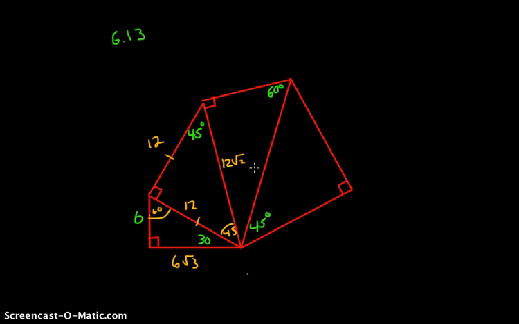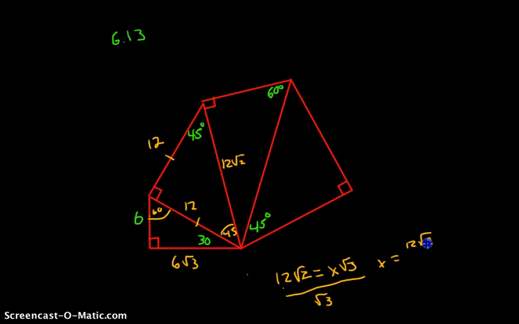Now, because this is 12 root 2, 12 root 2 is equal to x root 3. Then you just divide by root 3 on both sides. So x is equal to 12 root 2 divided by root 3, which is equal to 4 root 6, because you multiply root 3 on the bottom and root 3 on the top, which ends up being 4 root 6. So you can then put 4 root 6 up here.